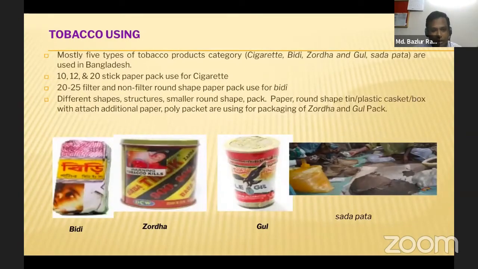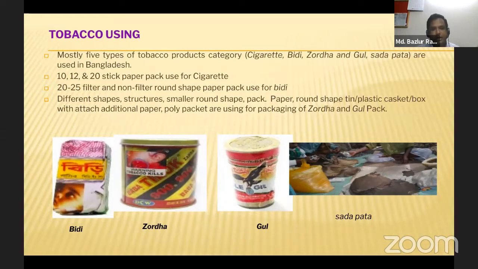Next, please. So I'm going to share the tobacco using format in Bangladesh. Mostly 5 types of tobacco product category used. That is the cigarette, the bidi, the jorda, gul, and shadabata. Shadabata is totally out of monitoring because it's a raw tobacco leaf.